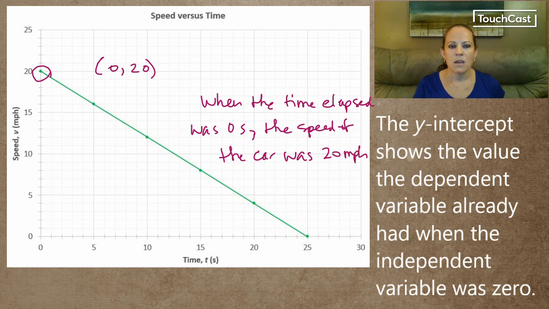So our y-intercept here shows the value the dependent variable already had when the independent variable was 0. And in fact, this idea of at 0 seconds the car was moving 20 miles per hour is something called initial speed.